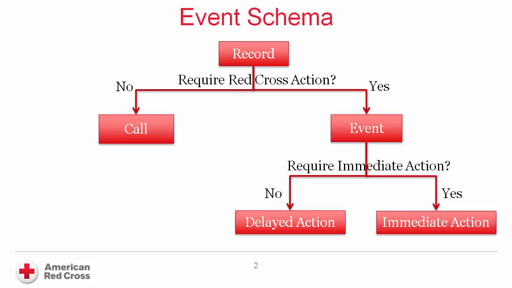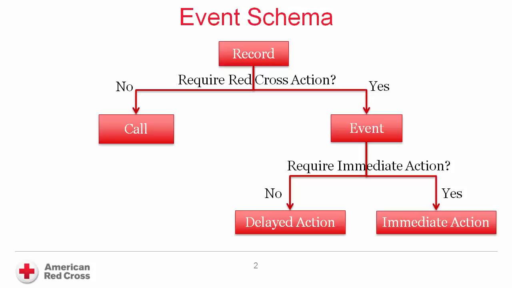First, let's discuss the event schema. Every time we create a new record in RCView, it is simply a record. We have to determine whether Red Cross action will be required. If the answer to that question is no, it will be logged as a call. If the answer is yes, the record will become an event. We can also create events that do not originate from a phone call, and we'll see that in a second.